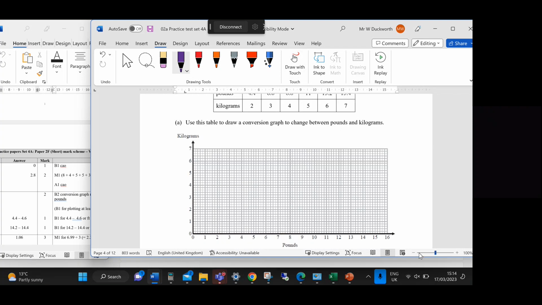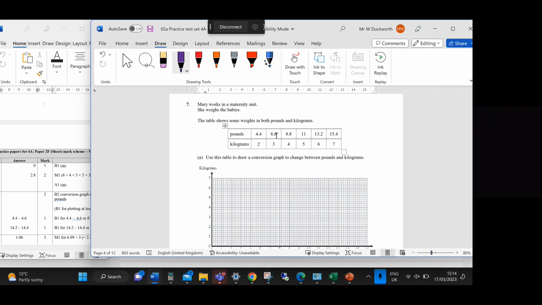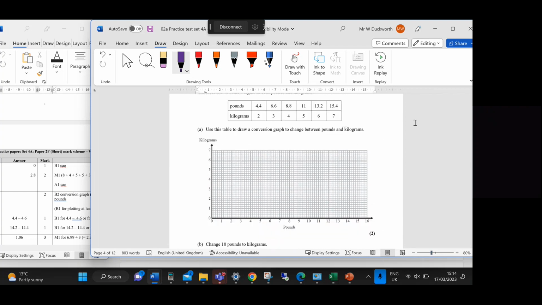So I need to zoom out on this a little bit. Oh no, that will do. So I need to put these values in. So the 7 kilogram baby was 15.4, so I'm going to put a cross at 15.4. Struggling to read it very well off my graph. I think that's going to be 15.4. Realistically, I could put all the points on. There's nothing wrong with that.